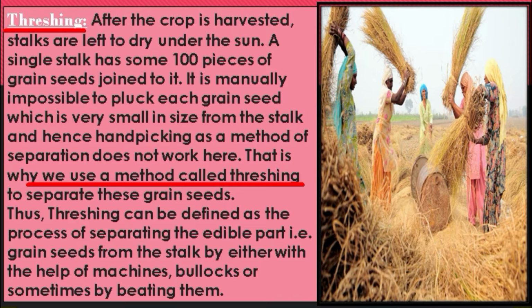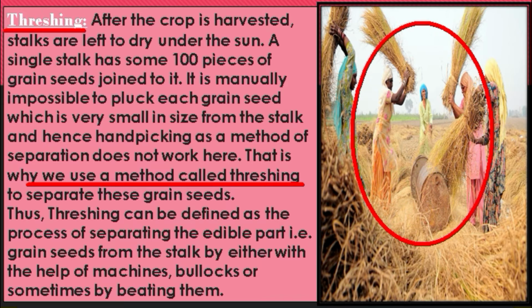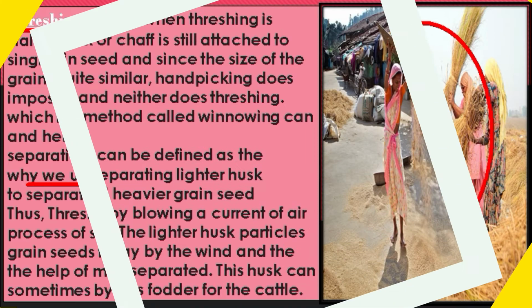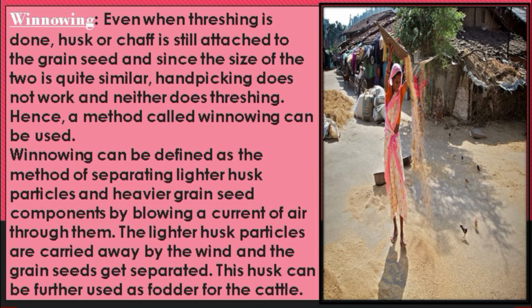That's why we basically use a method to separate grains from stalks, and that is known as threshing. And students, this method of threshing is basically done in two ways. The first one, as you can see here in this figure, is the traditional method of threshing, and the second one is done by a combined thresher machine. Now students, the next method of separation is winnowing.